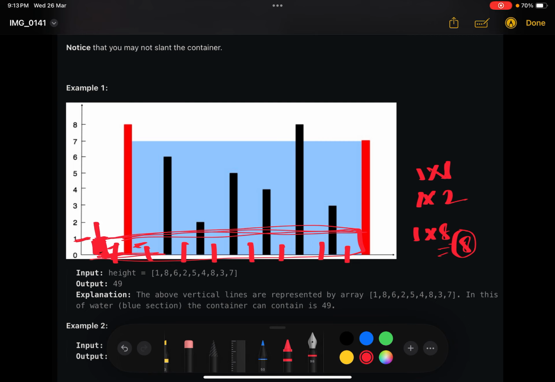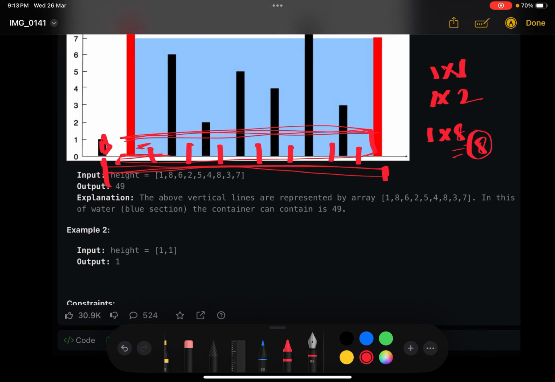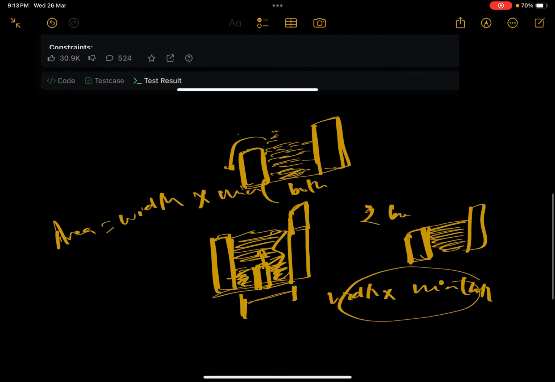If you talk about this building, I have now calculated the area for this building. Now I want to calculate for the next. First, let me tell you why I am telling you this.